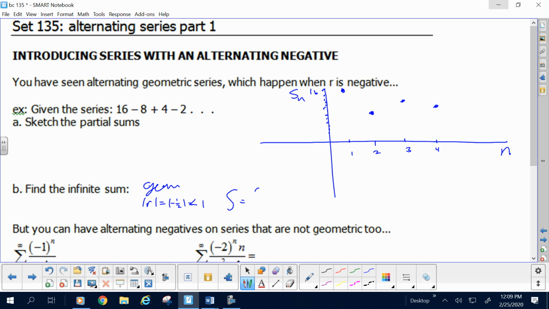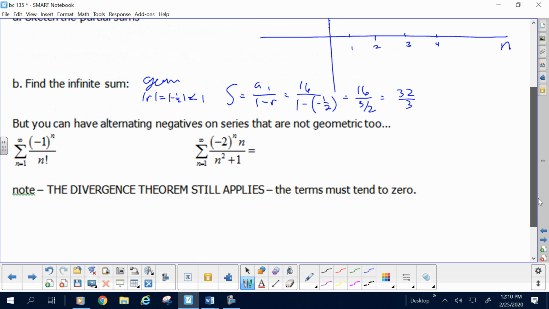So by the formula, a1 over 1 minus r, a1 is 16. The common ratio is a half or negative a half? Negative a half. 16 over 3 halves is 32 over 3, or 10 2/3-ish. Does that look like what it was spiraling in towards? 10-ish? Yes. That makes sense. Okay? All right.